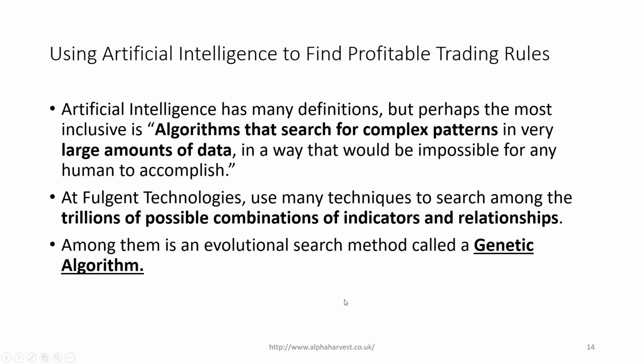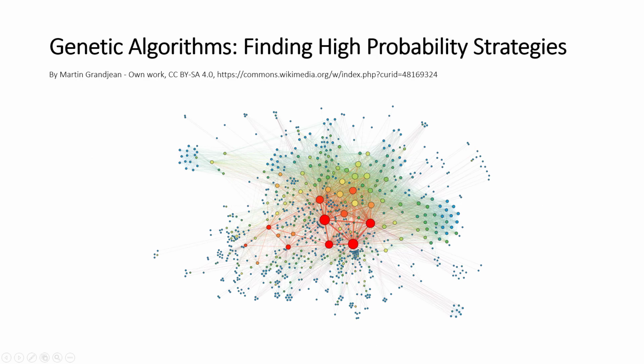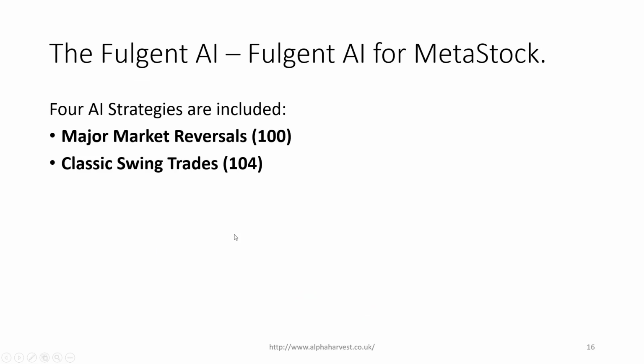In essence, the algorithm is searching for complex patterns in very large amounts of data. That's basically what this AI is doing. And Fulgent Technologies, which sits on the Metastock platform, will give you access to 4 genetically developed algorithms to trade. And that brings us back to the main picture here, and to these two strategies: major market reversals and classic swing trades.